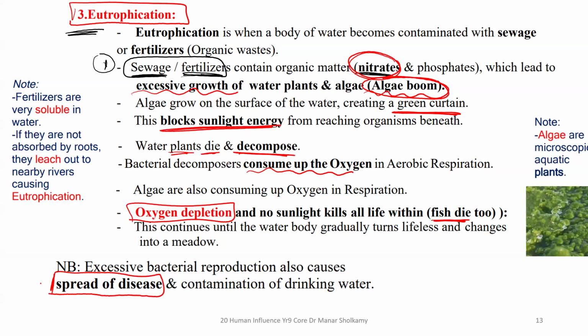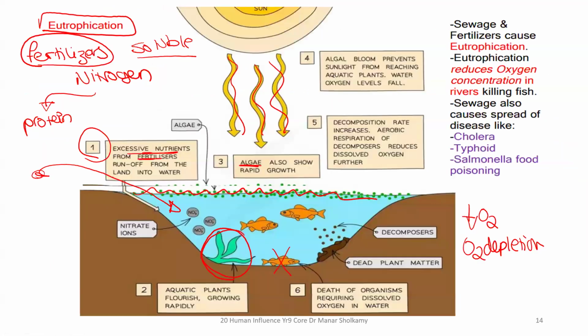You need to write it down in order. You need to mention everything in order. Don't forget, fertilizers are very soluble and they leach out into the river. And sewage causes two things: eutrophication and also the spread of disease. Is eutrophication clear? Because this is both core and supplement. Eutrophication is very, very important. Any questions over eutrophication and the steps?